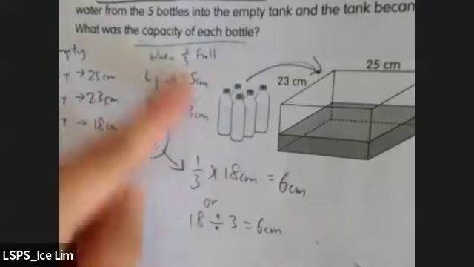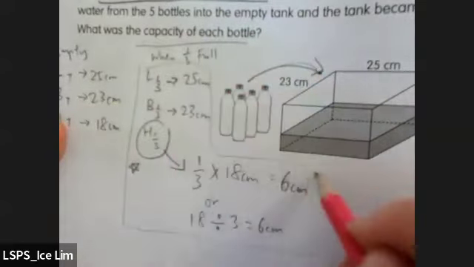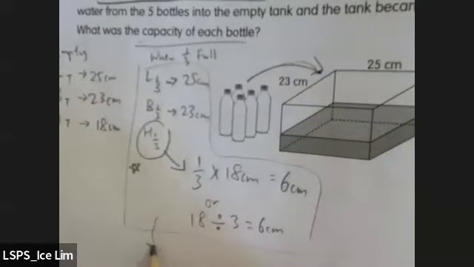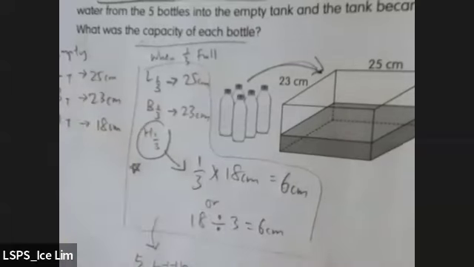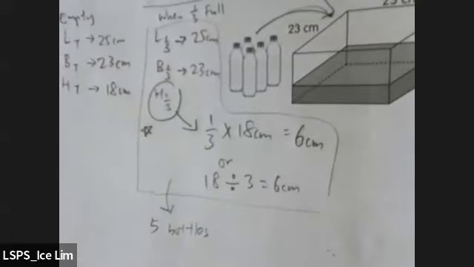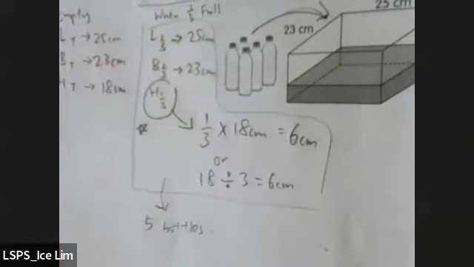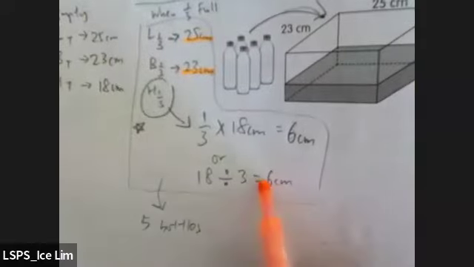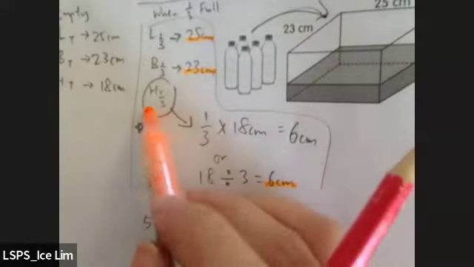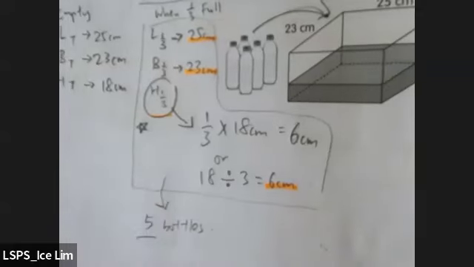Right? From here, I need this information. I know that this information goes into 5 bottles. So ultimately, I find this multiplied by this multiplied by 6: 25 centimeter times 23 centimeter times 6 centimeter, which is the height of this 1/3. Then I divide by 5 bottles. Is it okay? Not too difficult, right?